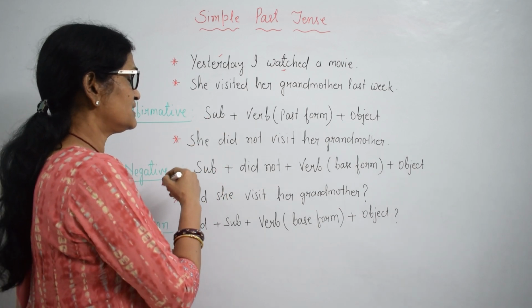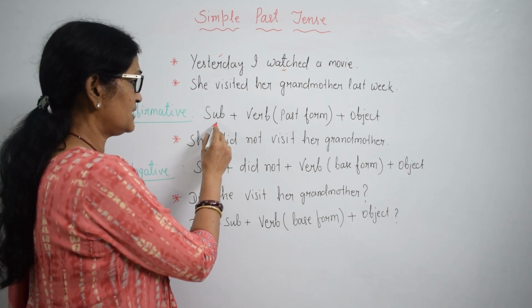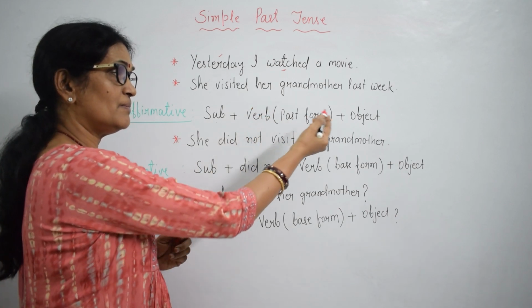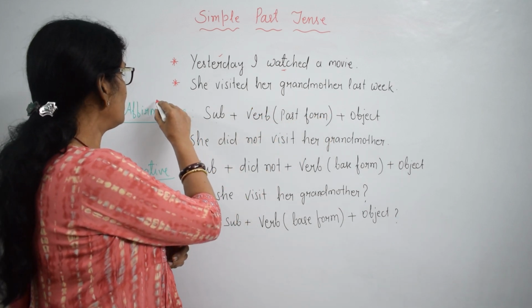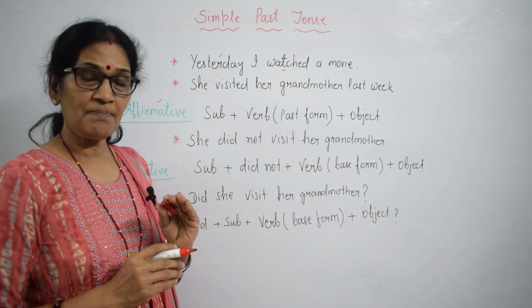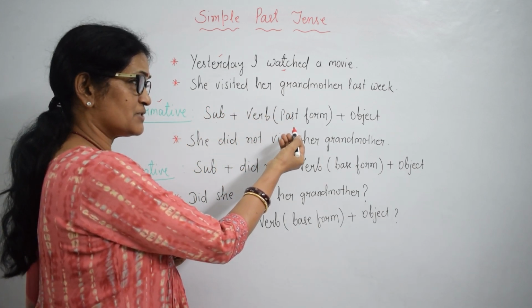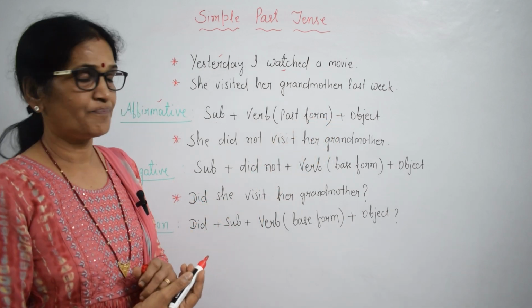For simple past, the structure is subject plus verb two, that means past form of a verb, plus object for affirmative sentences. Simple past affirmative sentence structure: subject plus past form of a verb plus object.